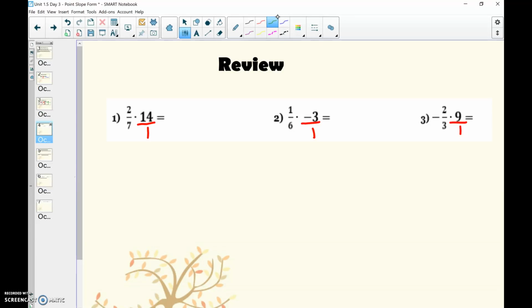Fractions, when they're being multiplied, are the easiest thing because you actually just go straight across. So 2 times 14 is 28 on the top. 7 times 1 is 7 on the bottom. Now, check and make sure. Can you divide to simplify it? Yeah, you can. 28 divided by 7 actually comes out to a nice whole number. It's just 4. So that is our answer for that problem. Move on to the next one.